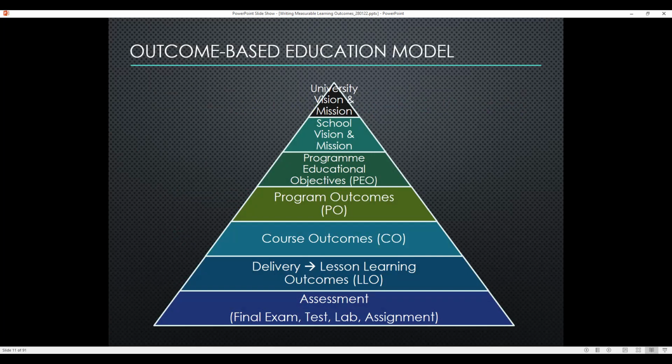So, okay, this is the outcome-based education model. All right. So you see that there is the university vision and mission, right? Then you have the school vision and mission. So something like you are from hospitality, right? So you have UOW Malaysia here, and then School of Hospitality and Tourism Art here, okay? And then you have your program educational objectives. So program would be like Bachelor of Culinary Arts, right? You have what else? Bachelor of Hotel, Tourism Management, something like that, right? So those are the programs. And then under your program, you will have your program outcomes. And then under your program, you will have many courses. You will have your course outcomes, okay? And then you will have your lesson learning outcomes, and finally your assessments.